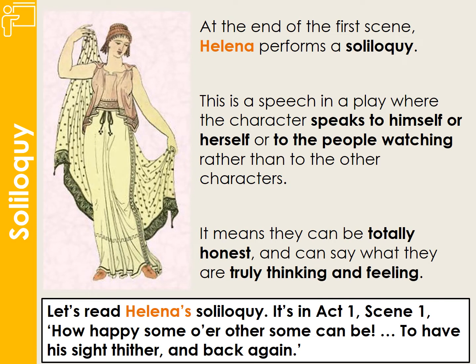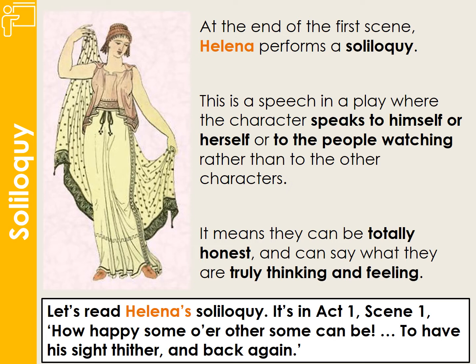At the end of the first scene, because we are just coming towards the end of Act 1, Scene 1, Helena performs a soliloquy. A soliloquy is basically when the character is speaking to themselves. Sometimes they are by themselves on the stage, sometimes they walk away from the other characters and walk towards the front of the stage, and they are basically thinking aloud. It's a way that Shakespeare would tell the audience what a character was thinking and feeling without them having to say it in front of the other characters.